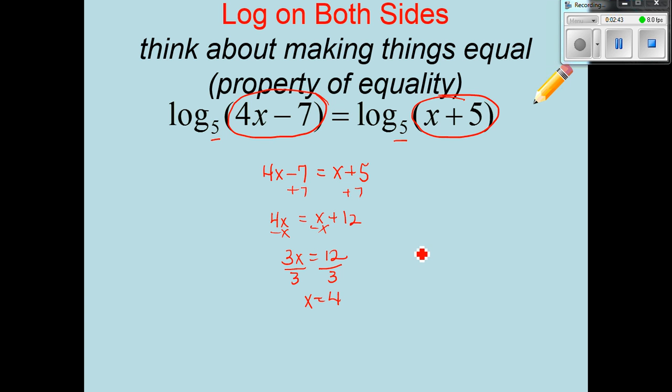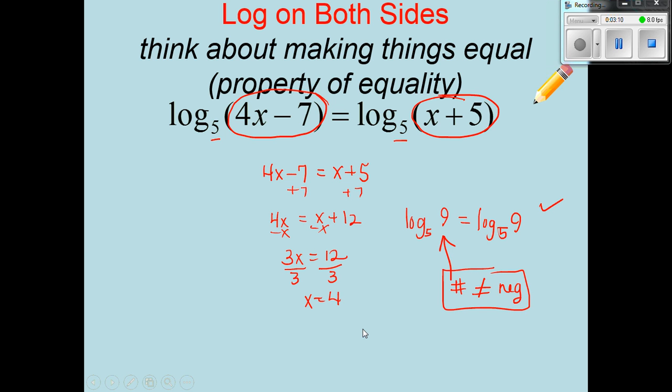And now what I'd want to do is just make sure that this is going to work. So I'm going to plug 4 back in for x. So log base 5 of 4 times 4 is 16 minus 7 is 9. And does that equal the same thing as log base 5 of 4 plus 5, which is 9? That checks out. Remember, this number right here cannot be a negative number. So we want to always check to make sure that this number right here is not a negative number. So we do need to check our answers today. All right, now that's if we have logs on both sides.